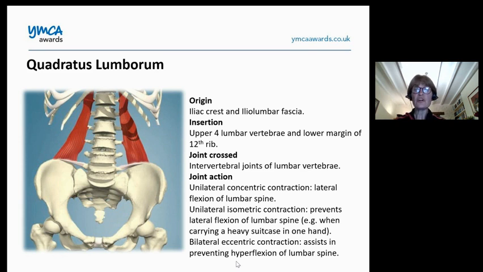So if you just contract one side of your quadratus lumborum, you're going to get lateral flexion. And that's concentric contraction. But if you get isometric contraction, where it's just contracting but not changing its length, for example, if you're carrying a heavy suitcase, then you'd be needing this isometric contraction to hold your back in place, and so it would prevent that side flexion. So the opposite side to the heavy suitcase would be isometrically contracting.